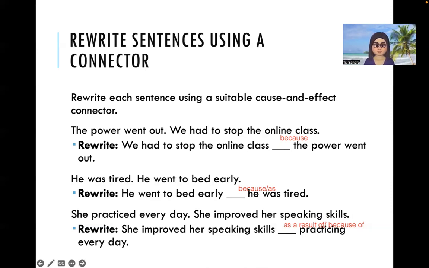It is quite common in written English and in formal contexts. For example, as it was raining, we stayed inside. Okay, like this, no?